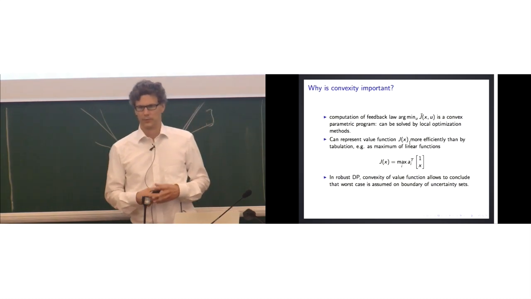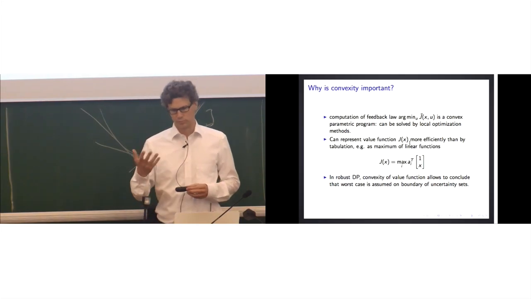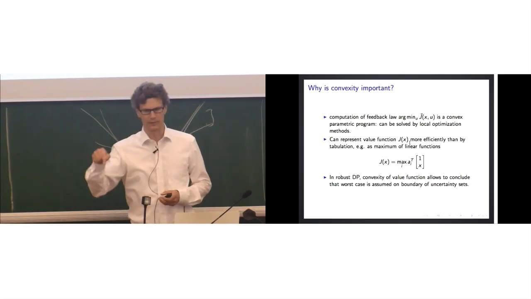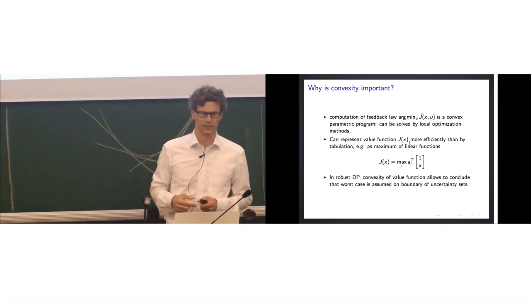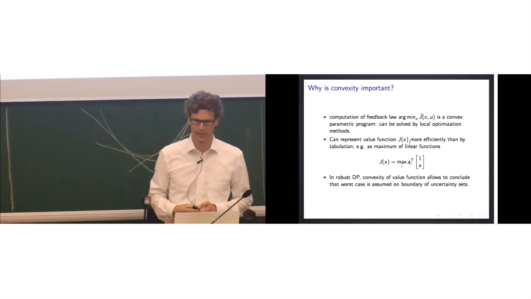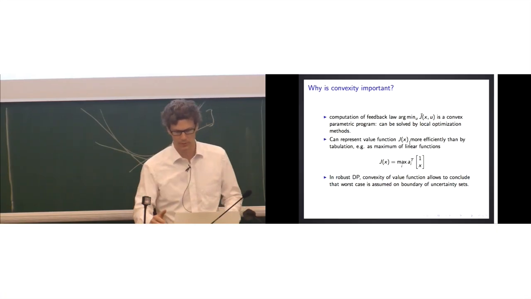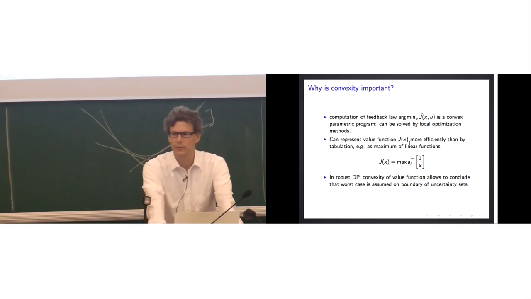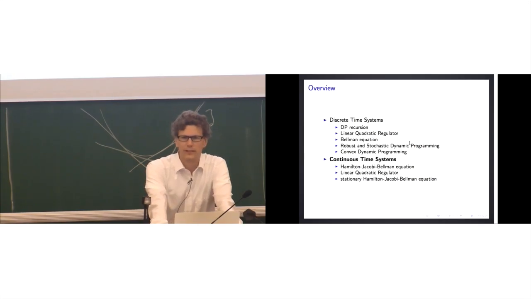And that would allow you to prove that it's enough to test only the vertices of a polytope. So these are just some observations, and you never know what they could be good for, but I wanted to share them with you. That's all I wanted to say about dynamic programming on the discrete time side.